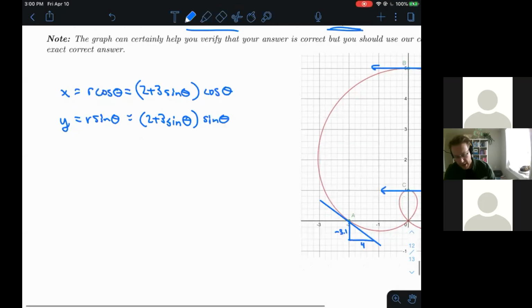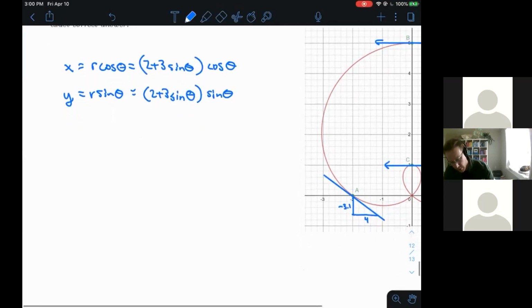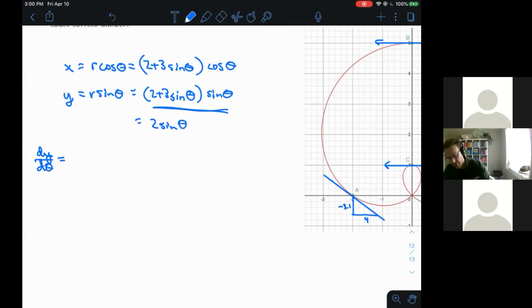Now let's go ahead and start taking derivatives. So we need to take the derivative of y with respect to theta. And again, I'm looking here where we have all of my thetas. Let's go ahead and simplify this first, that may be nicer. I'm going to have 2 sine theta. So I'm not taking the derivative yet.